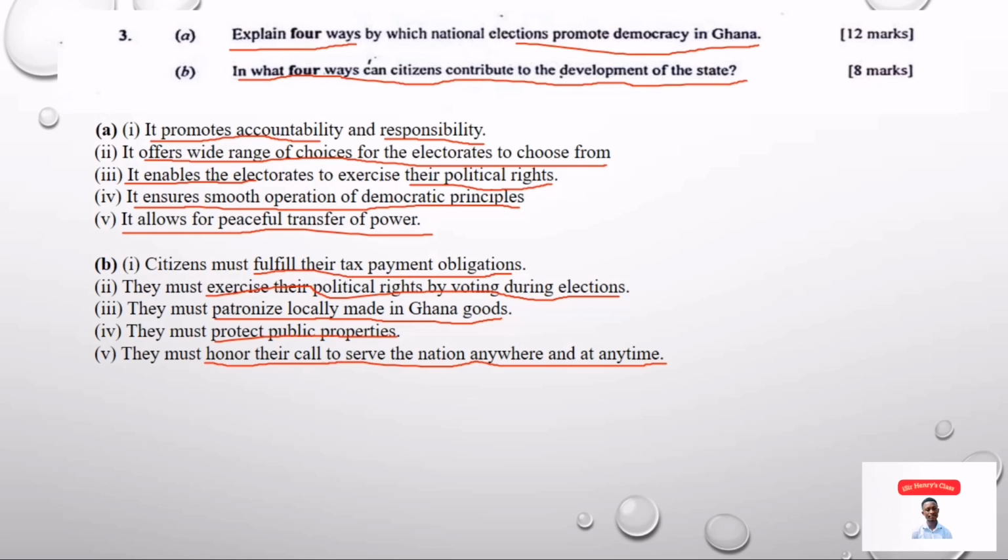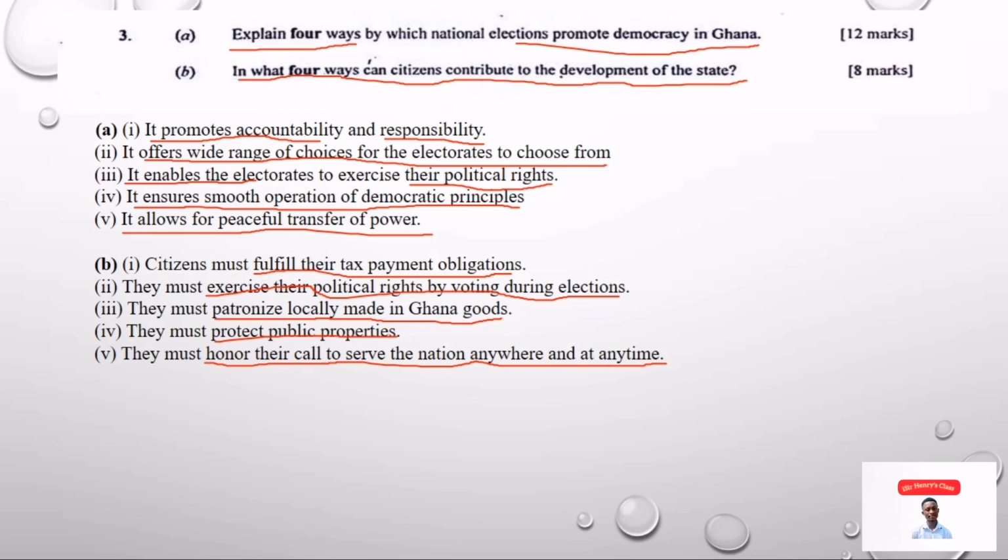3B. In what 4 ways can citizens contribute to the development of the state? So he's talking about responsibilities of citizens to the development of the country or towards nation building. So as citizens, we must fulfill our tax payment obligation. 2. We must also exercise our political rights by voting during election. 3. We must patronize locally made in Ghana goods. We must protect public properties.